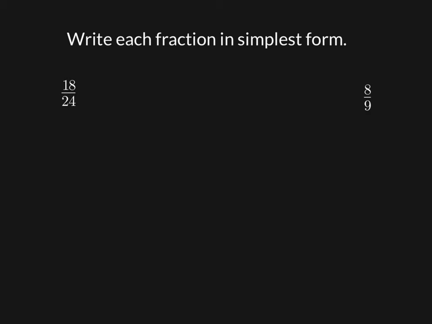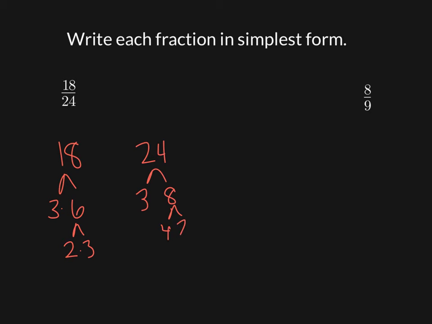Alright, so now we need to talk about simplest form, and we talked about that the GCF has to be 1. Okay, so if I look at 18 and I look at 24 and I GCF them, I would get 3 times 6, 6 would be 2 times 3. 24, I could do 3 times 8, 4 times 2. 2 and 2.